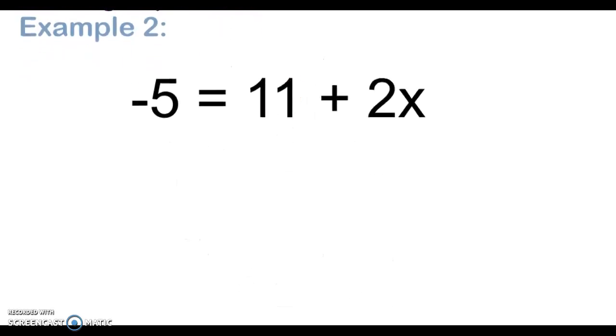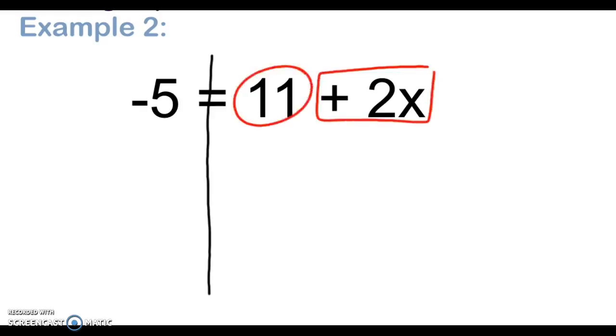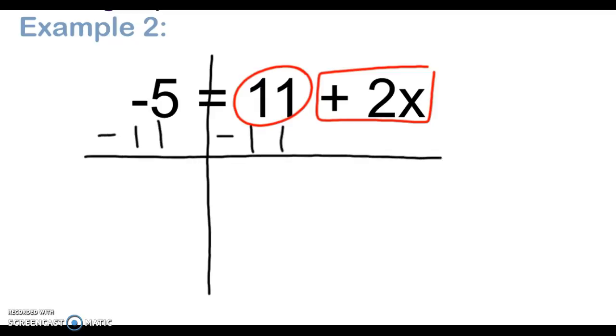Negative 5 equals 11 plus 2x. So it's okay that our variable is on the other side. We're still going to box and circle. We could also say that that circle makes an O. We could also go, oh, well, we've got to take the opposite. Because that's a positive 11, you need to subtract it. So negative 5 minus 11 gives you negative 16.